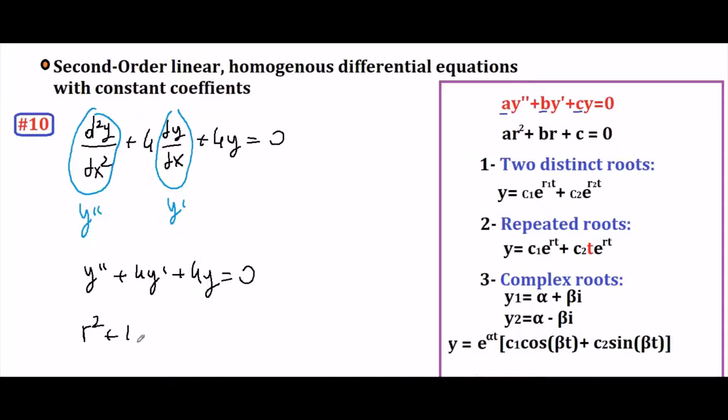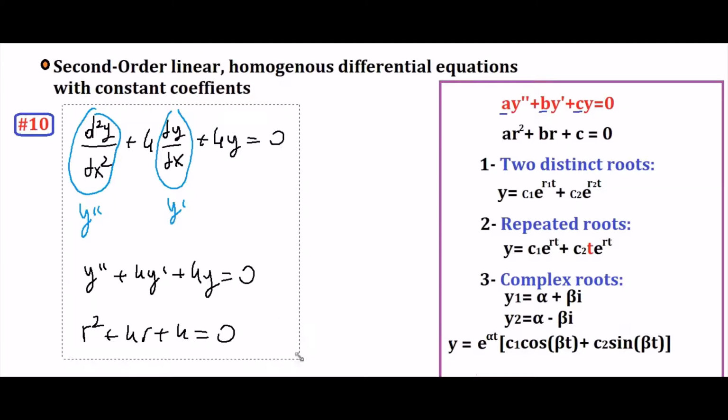And this is r squared plus 4r plus 4 equals 0. This is nothing but question number 9. So you convert into the characteristic equation, solve for r, and apply one of those general solution rules. So if you see this notation, then you convert it into y prime notation. So let's check out another example.